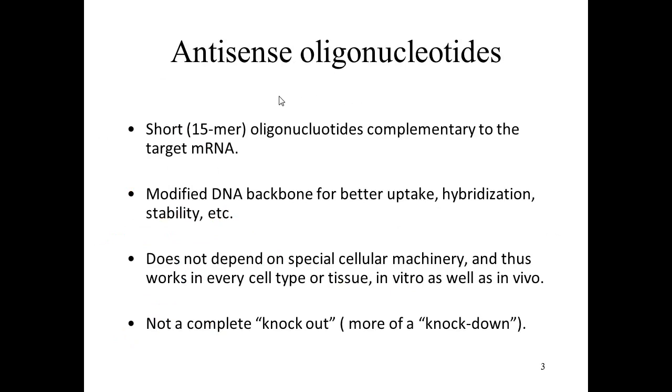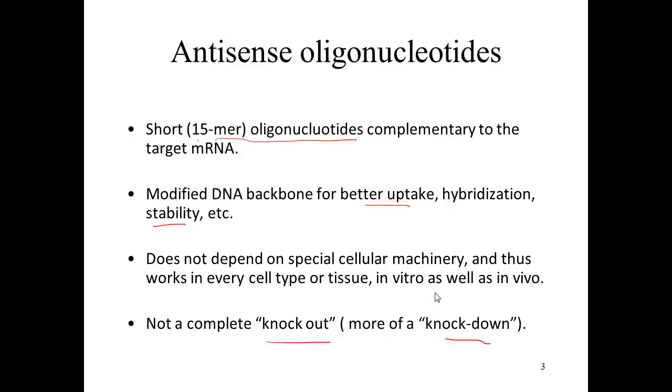Using antisense technology, we're going to develop short oligonucleotides that are complementary to the target RNA. We're going to modify them chemically somewhat, the DNA backbone, so that they're taken up better by the cells and have greater stability. Our only intention is for our synthetic oligonucleotide to bind the mRNA. We don't need the cell to do anything special with it. As a result, since it's just a binding phenomenon, this is not a complete knockout of gene expression, but more of a knockdown, meaning we can reduce levels 90%.